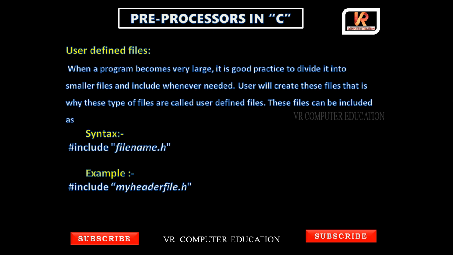There are 4 types, as we have already discussed: macros, file inclusion, conditional compilation, and other directives. We have discussed macros, and today we have discussed file inclusion. We'll discuss the next topic in the next video.